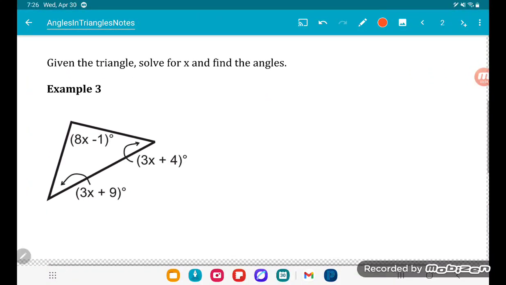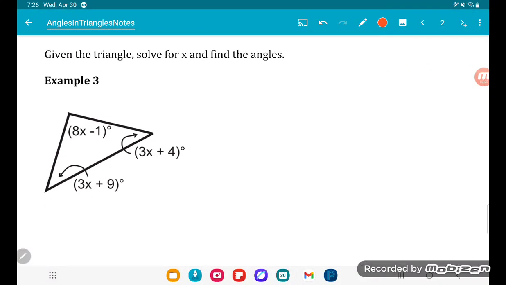All right, in example 3, they gave us the triangle. We're going to solve for x, and we're going to find the angles. They gave us 3x plus 9, 8x minus 1, and 3x plus 4. So we're going to write all of those down. So 3x plus 9 plus 8x minus 1 plus 3x plus 4.